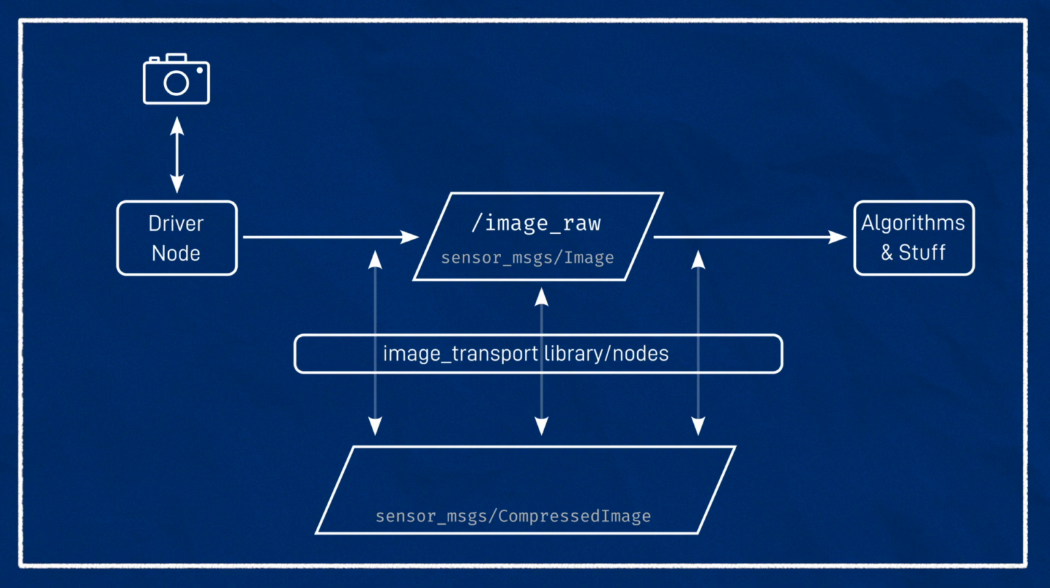In this case, it just means it's the unprocessed image. It might be distorted and that kind of thing. If you've got a compressed image, then we usually add /compressed to the end of the topic. So in this case, it would be /image_raw/compressed.